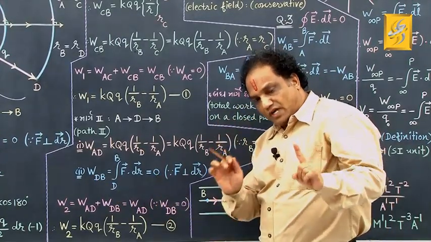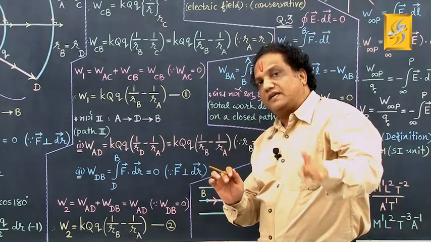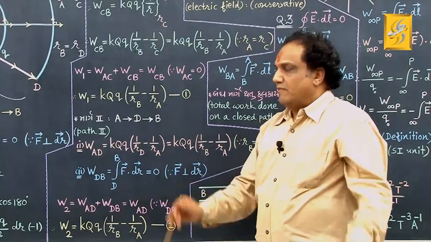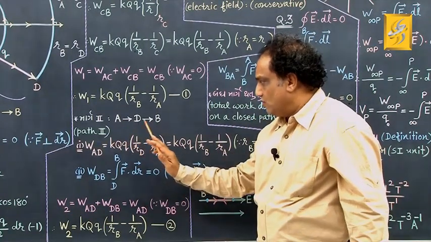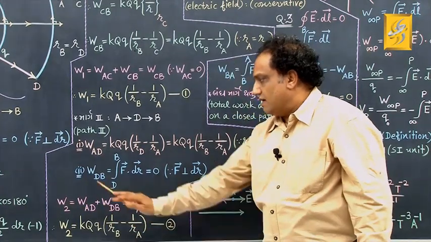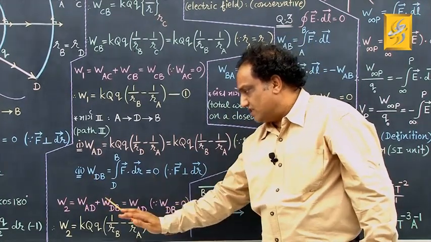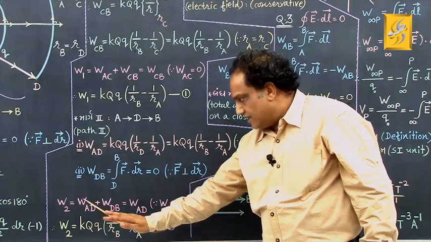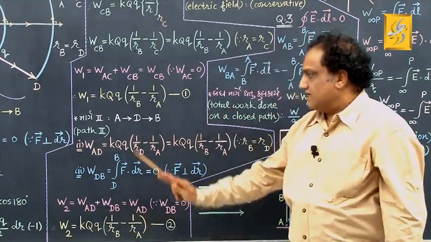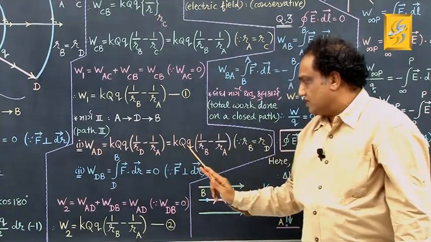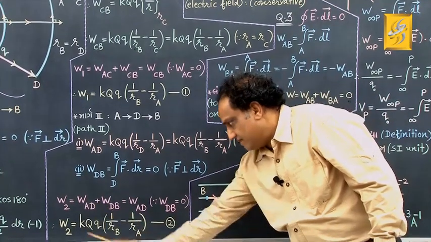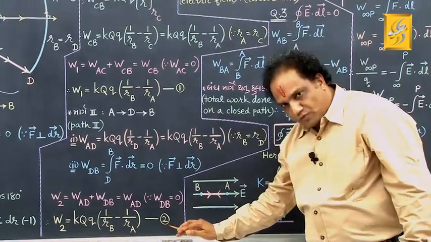Now we want the total amount of work done on the entire second path, let it be W2. Then it will be WAD plus WDB. But WDB is 0, so W2 will be WAD, and WAD is this much. Same formula written here. Correct? Fine. Give it equation number 2.